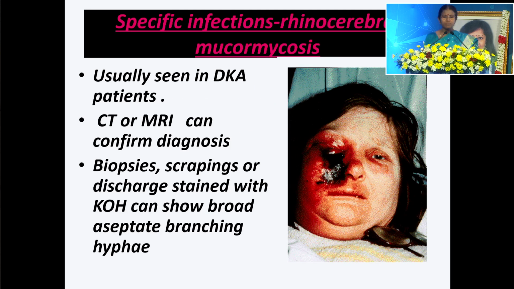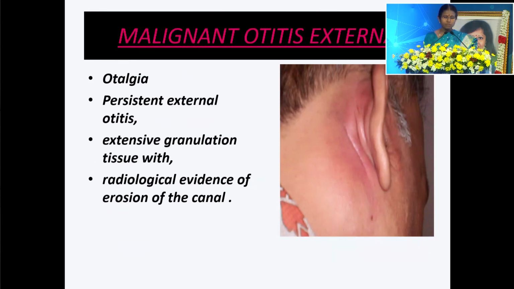This rhinocerebral mucormycosis occurs specifically in DKA patients because it needs the ketone bodies, and CT or MRI confirms the diagnosis. Also you can take a biopsy or scraping from the discharge and stain it with potassium hydroxide: broad, aseptate, branching hyphae. I'm not going to discuss the management because madam next will discuss the management.